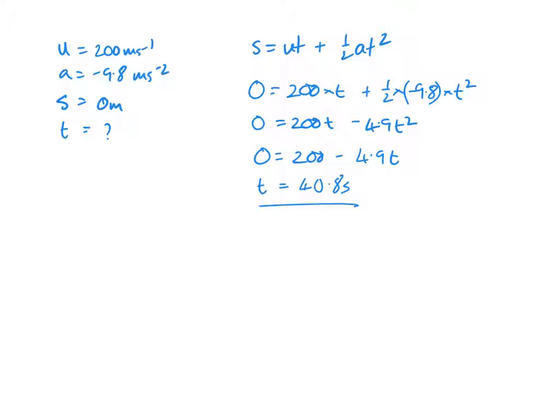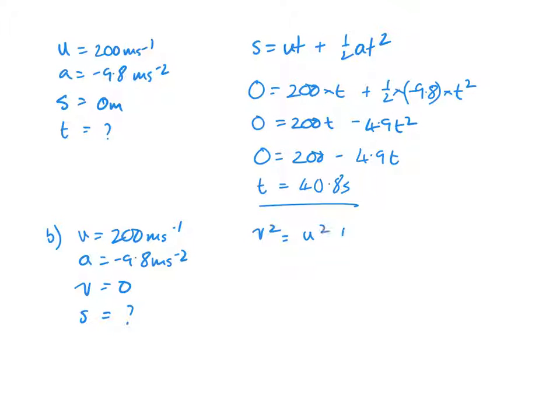In part B, we were asked about the greatest height. So we're still under the vertical heading, but it's not the s equals 0 we're looking at above. We've still got u equals 200 meters per second. We know that a is minus 9.8, and at the greatest height we know that v is 0, and we've been asked the value of the greatest height, i.e. the vertical displacement. The easiest way to link these together then is v squared equals u squared plus 2as.